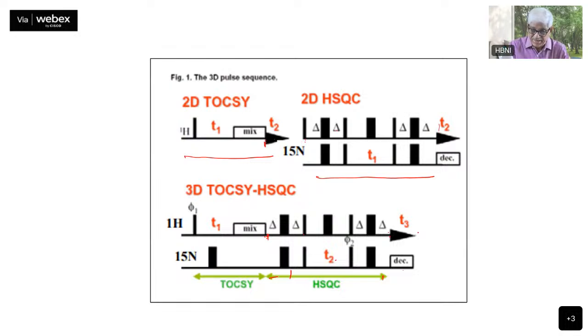So we extend it, this 180 delta, and this portion is the same. The T1 is now T2 here, because T1 we have already used at this point, and the T2 is here. These two pulses here are these two pulses there, and then you do the decoupling and collect the data finally at T3. So therefore, we have the information of TOCSY mixing through the T1 and the HSQC mixing through the T2. Therefore, you generate a three-dimensional TOCSY-HSQC spectrum.